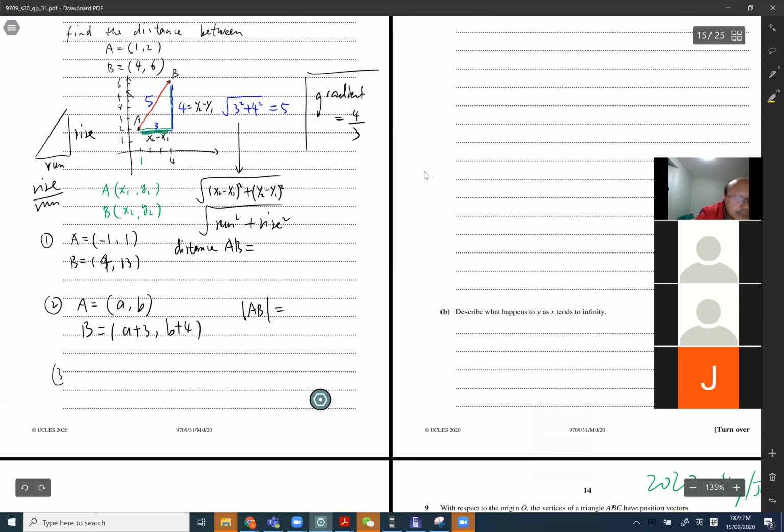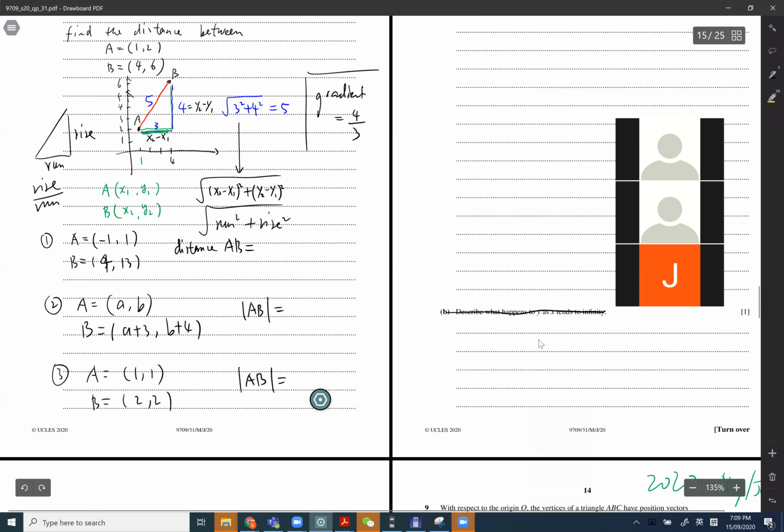Another one, 3. A equals (1, 1). B equals (2, 2). What's the distance? Okay, we try to work out the distance. Message me your answer. Good. So that's how we work out the distance.